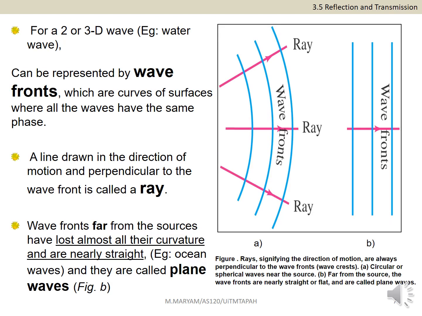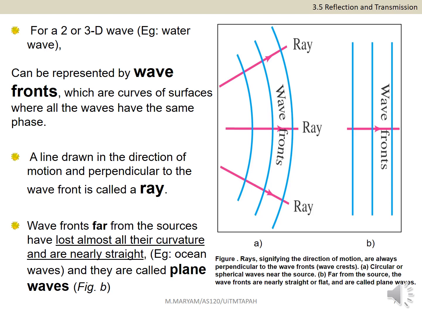For a 2 or 3D wave, for example, a water wave can be represented by wavefront. Wavefront, as you can see, this is a wavefront, which is a curve or surface where all waves have the same phase. That is what is meant by wavefront. A line drawn in the direction of the motion and perpendicular to the wavefront is called a ray. This is the line drawn in the direction of the motion, following the motion, and perpendicular to the wavefront, we call a ray.